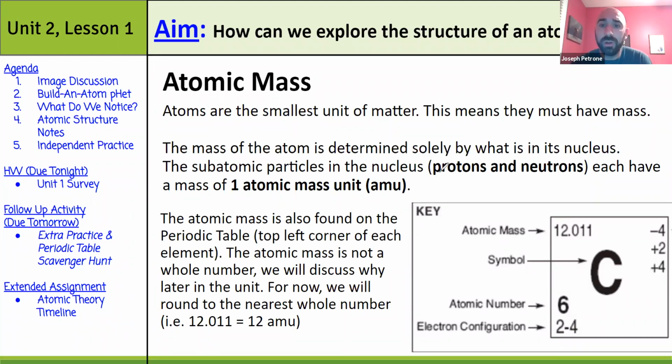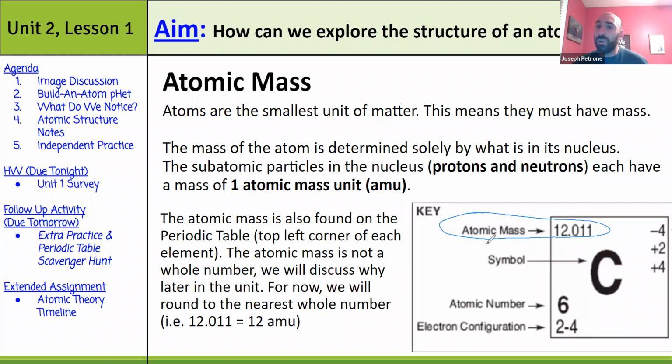As we remember, the protons and the neutrons each have a mass of 1 AMU. So if I counted up the number of protons and number of neutrons in an atom's nucleus, that would tell me essentially how much this atom weighs. Now we can see this on the periodic table. Like I put this key here again. So on the top left corner, you can find the atomic mass of the element.